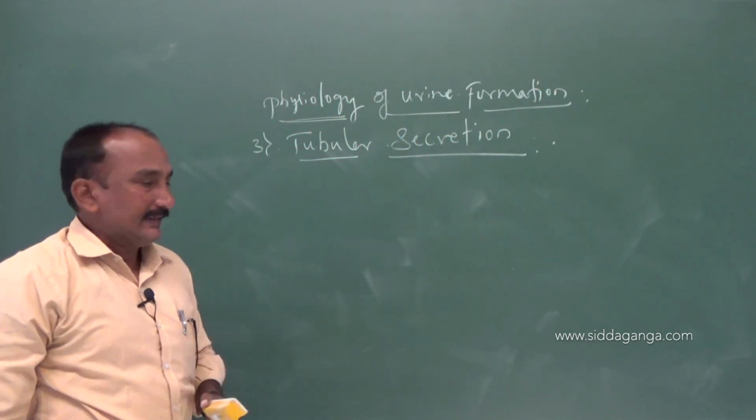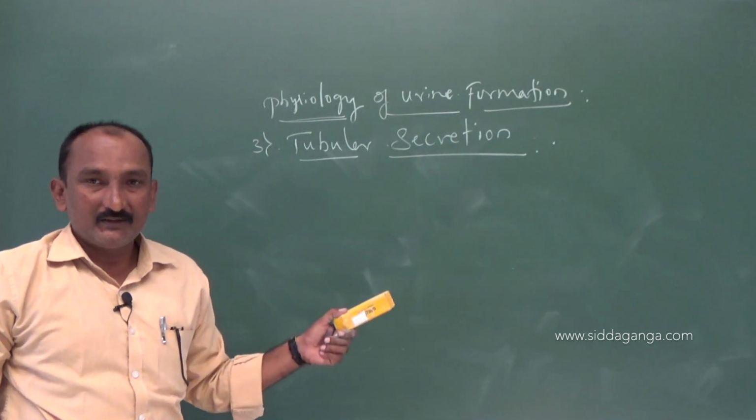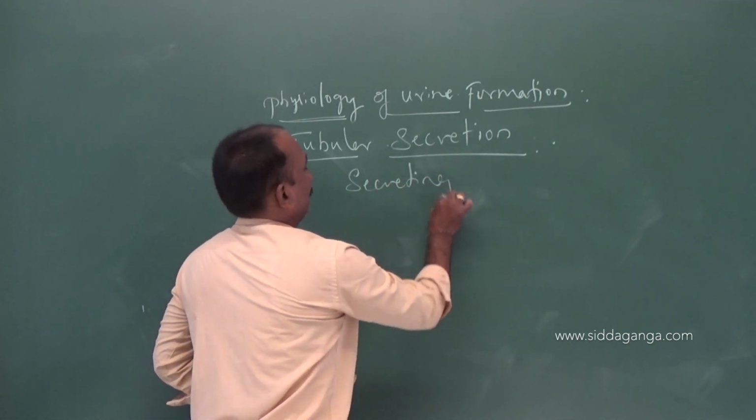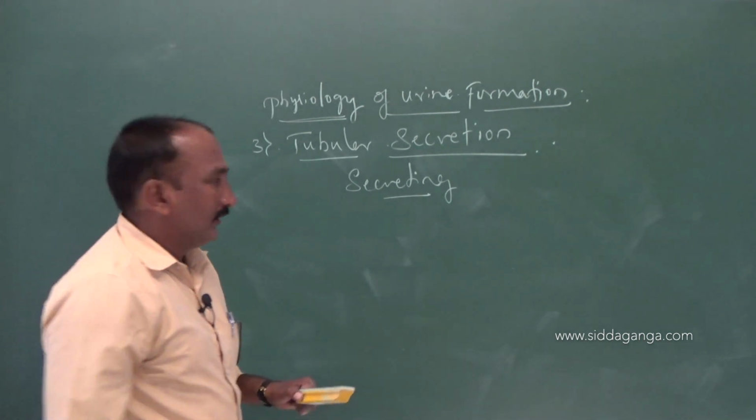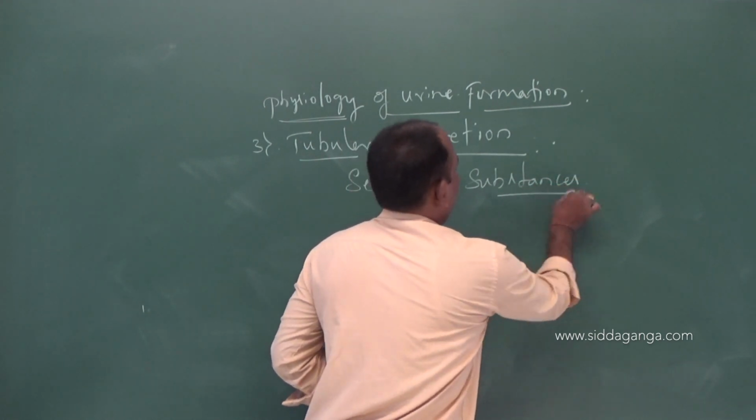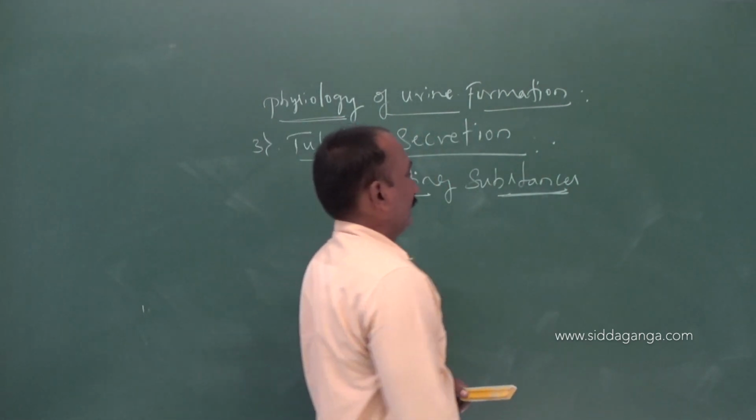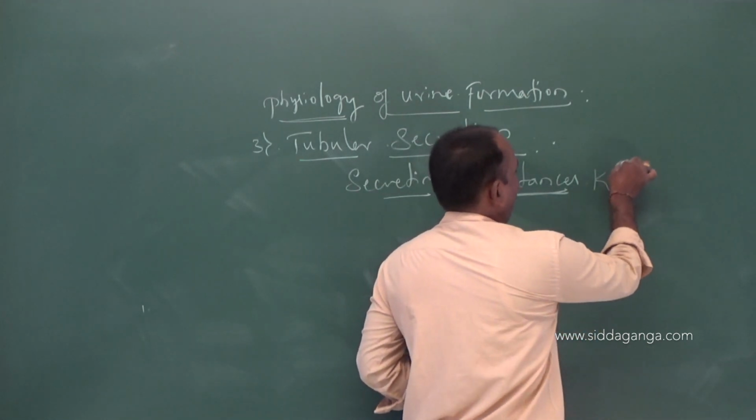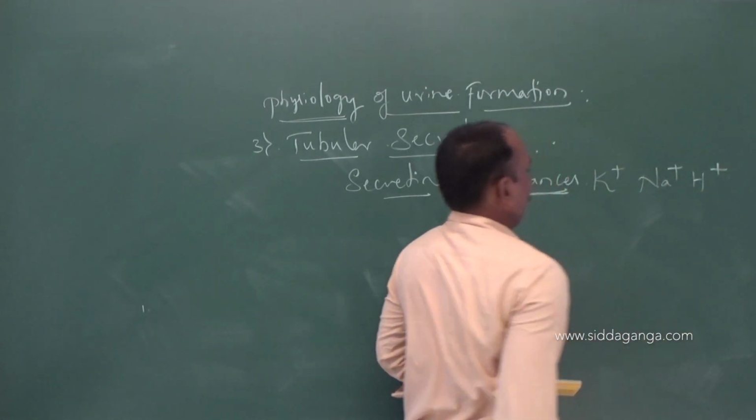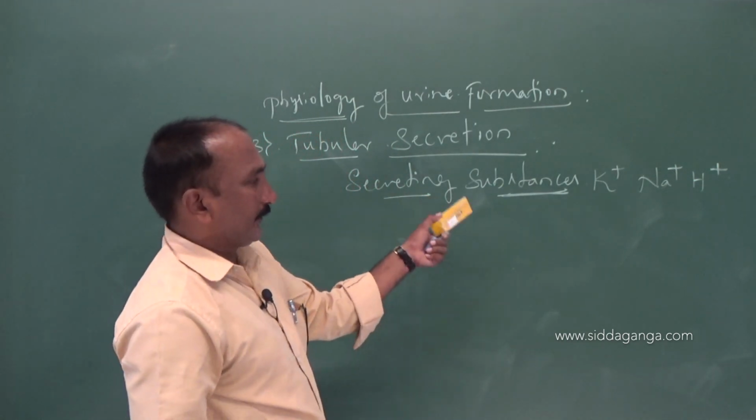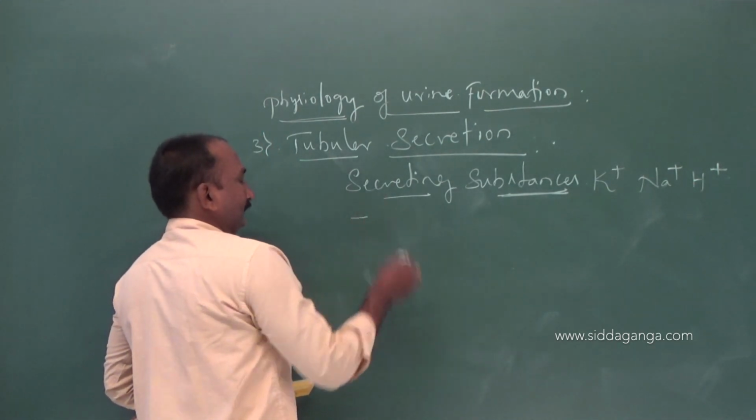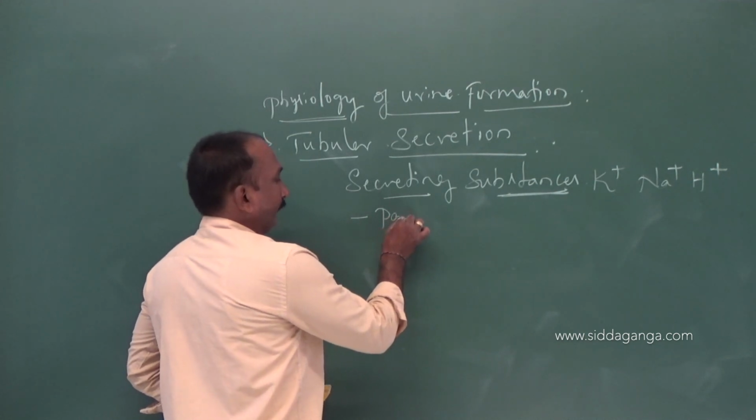What is tubular secretion? The name itself indicates it is the process of secreting substances like potassium, sodium, and H plus. It selectively secretes potassium, sodium and H plus ions by the various parts of the nephron.